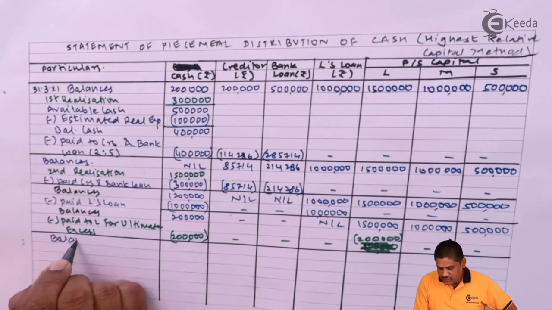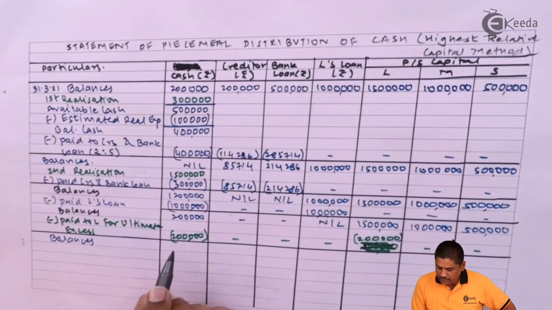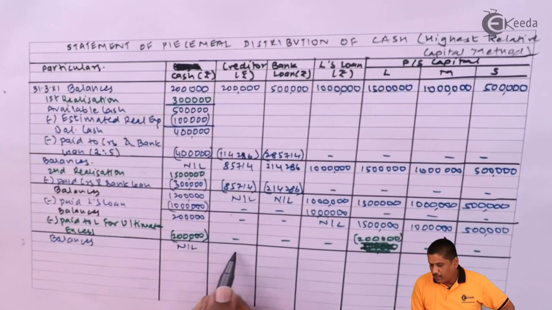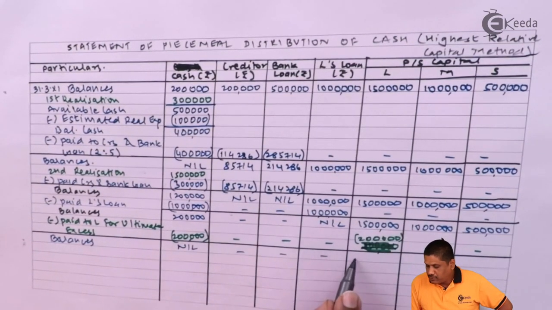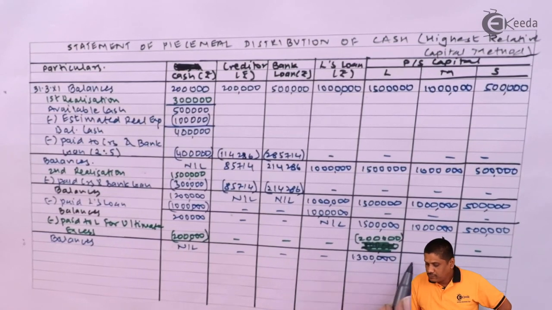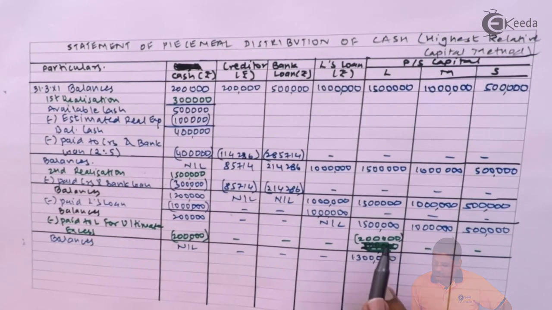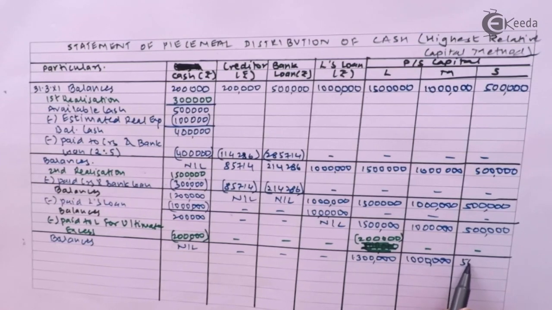So, I am writing my balances in blue coloring. Cash has become nil. Partner's loan to be paid is still 13 lakhs pending. First partner's capital remaining is 13 lakhs. Out of 15 lakhs, we paid him 2 lakhs. Second partner's due outstanding is 10 lakhs. And last partner's outstanding due is 5 lakhs. In this way, I will go with the next step.